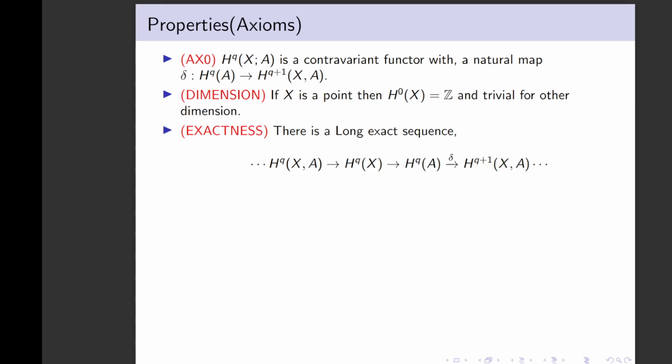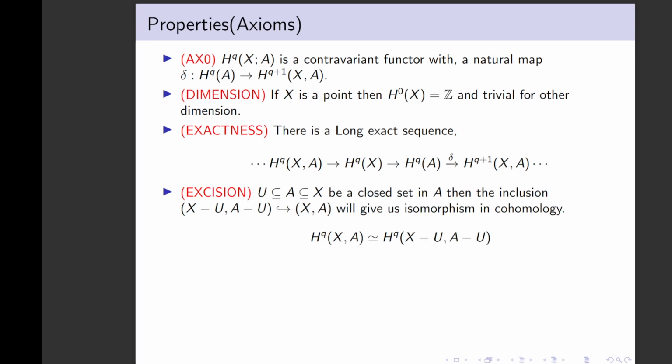Now I will define exactness. Whenever we are given a pair (X, A), there will be a long exact sequence like this. And now I will define the excision property. This is a very interesting property for ordinary cohomology theory: whenever we have a subset U of A inside X, and this U has to be closed inside A, then the natural inclusion will induce an isomorphism in cohomology.